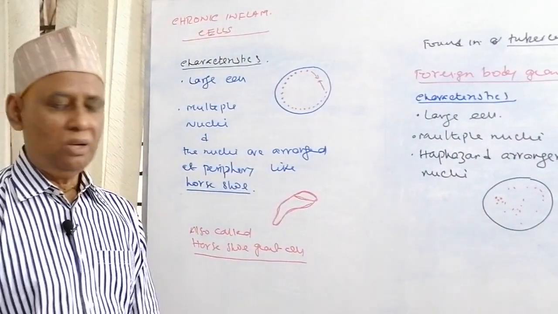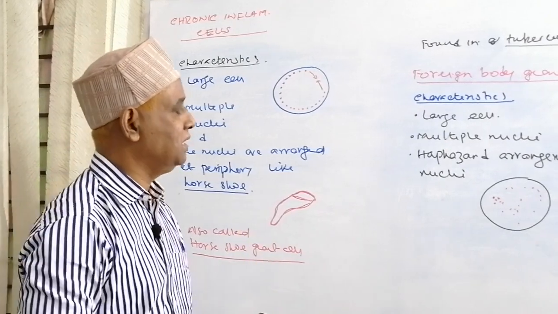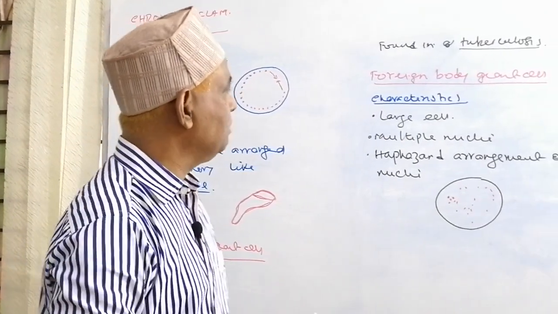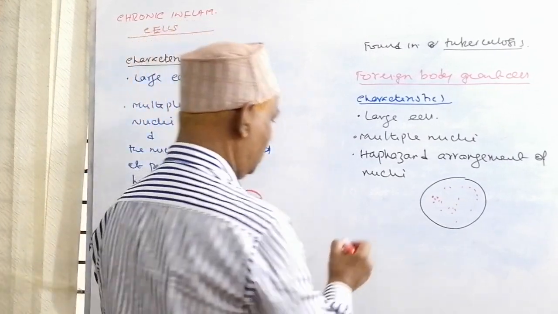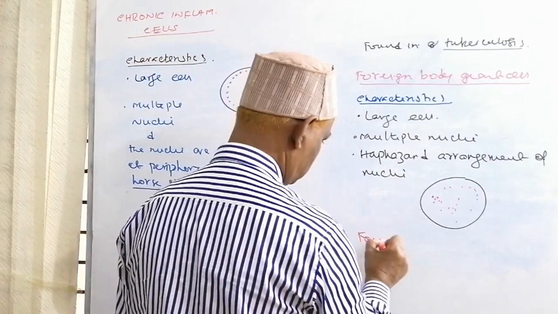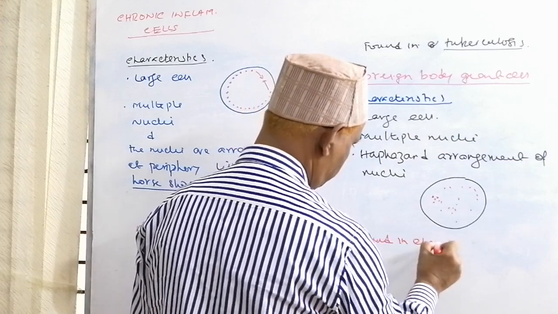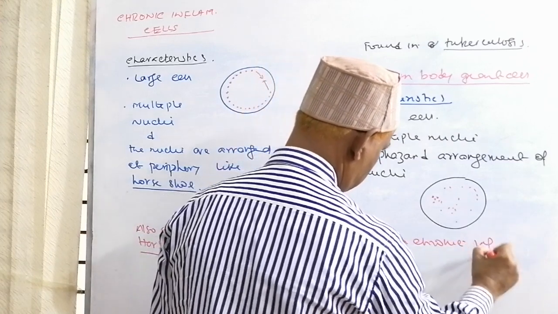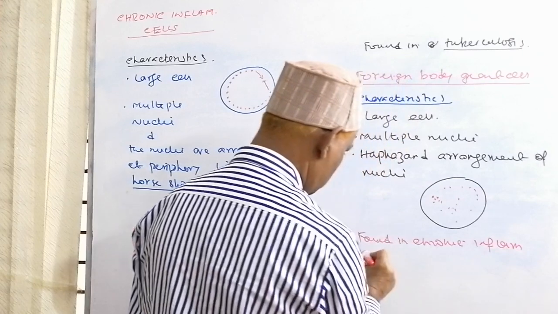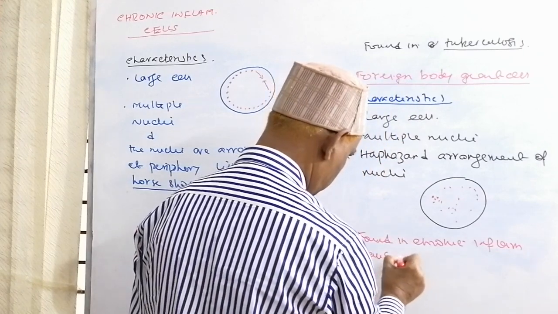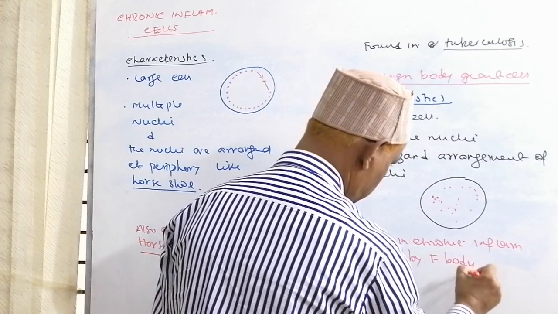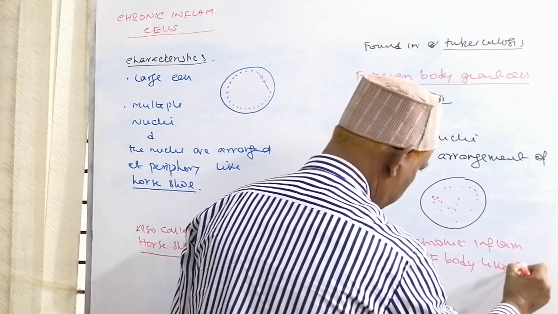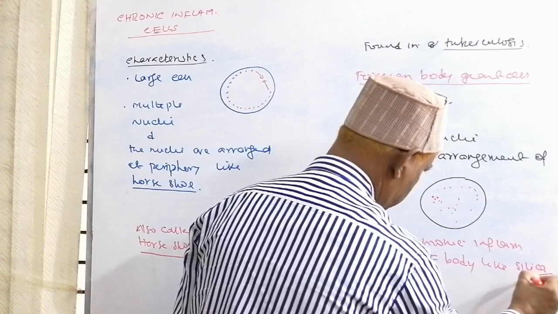Where can we get it? We can get foreign body giant cell in chronic inflammation caused by a foreign body like silica.